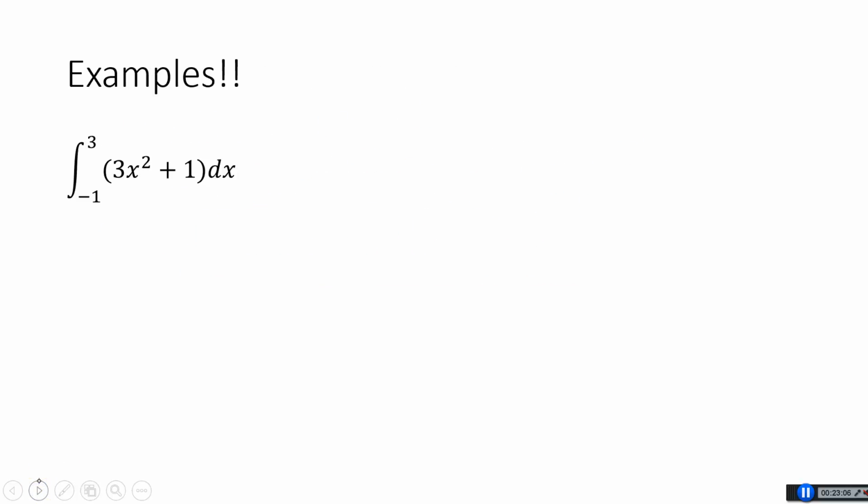So we want to integrate from negative 1 to 3 of 3x squared plus 1 dx. So 3x squared plus 1 will be shifted up, and it'll be a skinny parabola, going from negative 1, let's say that's right here, to positive 3, let's say it's like right here. So we want to find this area.